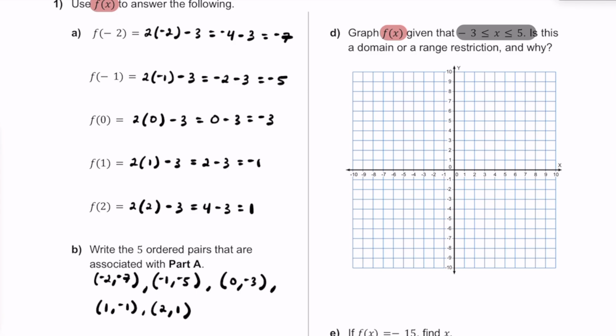So let's see, our first point we said was going to be -2, -7. So that's going to be down in quadrant 3. That's over here. Then we're going to have, let's see, when x is -1, y was -5. That's right here in quadrant 3 as well. 0, -3, that is on the y-axis. Then 1, -1, that's in quadrant 4.